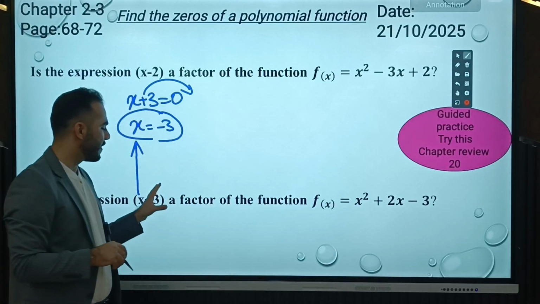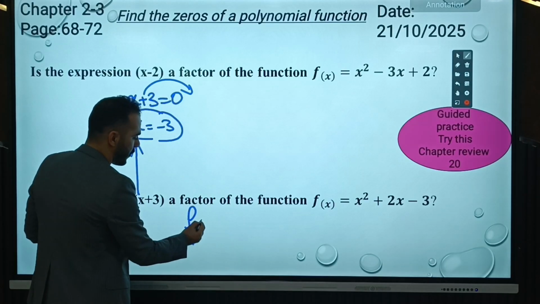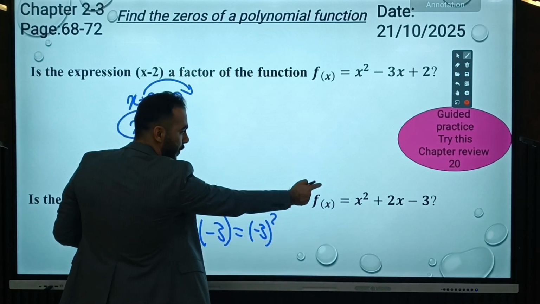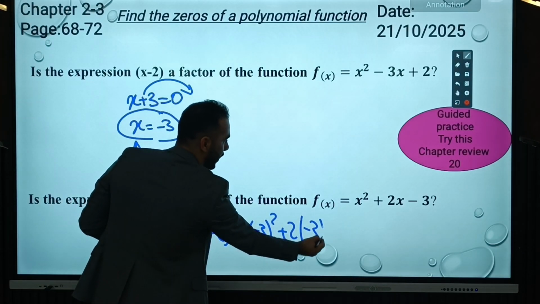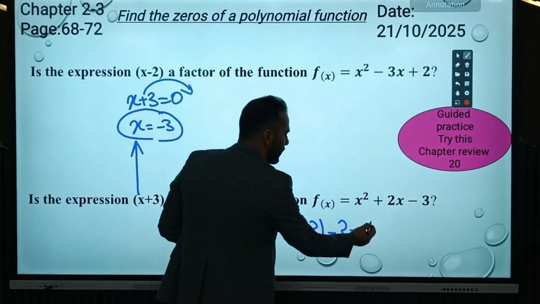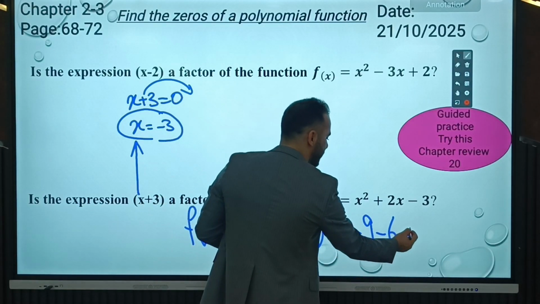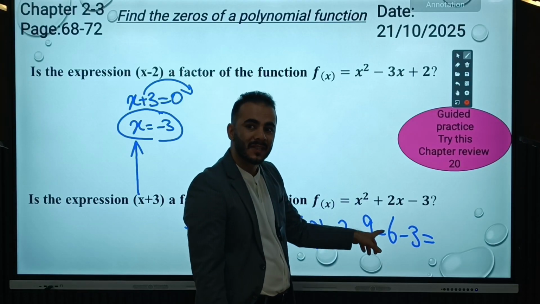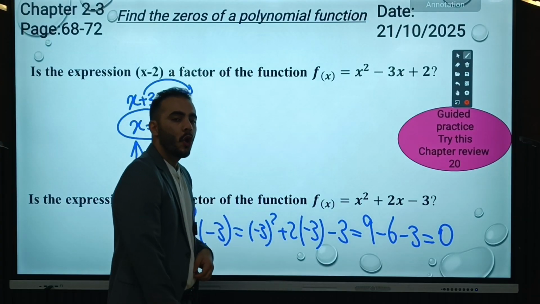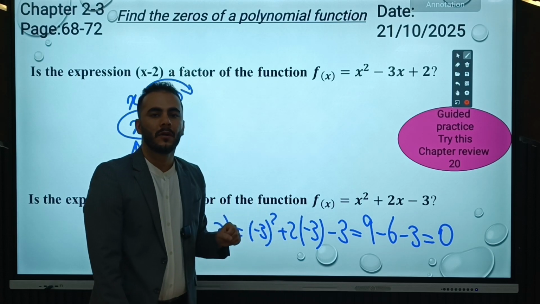Let's just substitute it. F of negative 3 equals negative 3 powered by 2 plus 2 times negative 3 minus 3. Negative 3 powered by 2 is equal to positive 9. Then 2 times negative 3 is negative 6, and minus 3 originally is over there. So 9 minus 6 is 3, and 3 minus 3 is 0. Since the result is 0, we will say that x plus 3 is a factor of this polynomial function. Perfect. I hope this is understandable and clear to you.